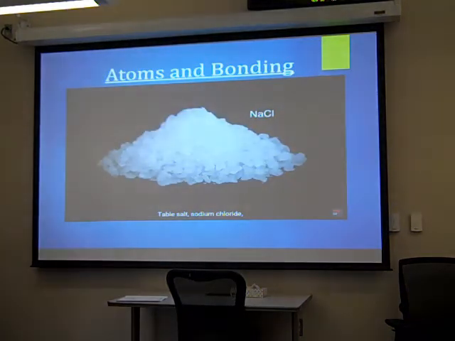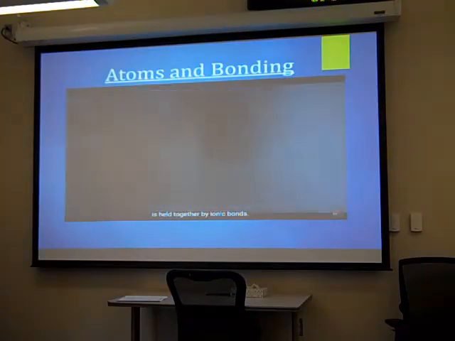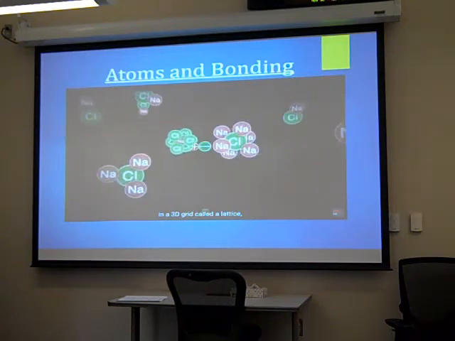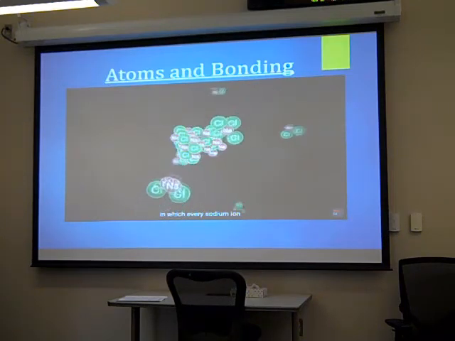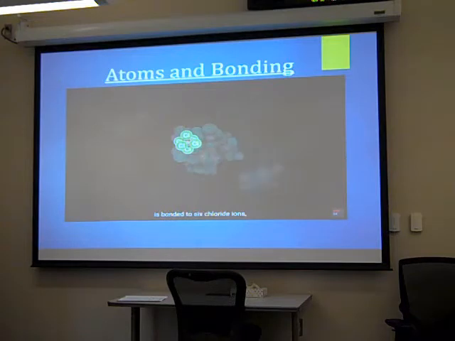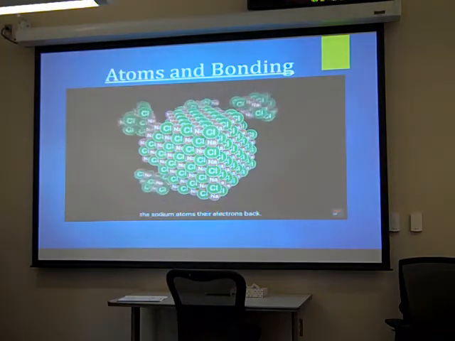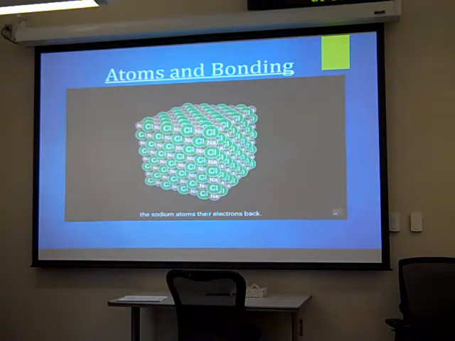Table salt, sodium chloride, is held together by ionic bonds. Every atom of sodium gives up one electron to an atom of chlorine. Ions are formed, and those ions arrange themselves in a 3D grid called a lattice, in which every sodium ion is bonded to 6 chloride ions, and every chloride ion is bonded to 6 sodium ions. The chlorine atoms never give the sodium atoms their electrons back.